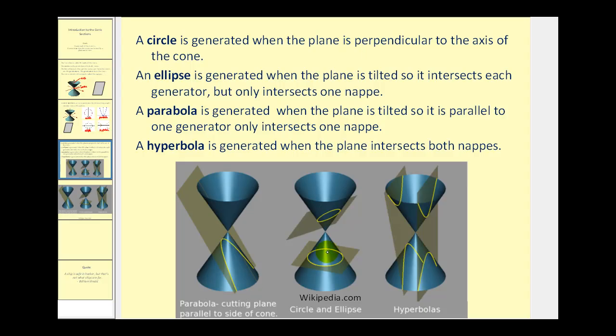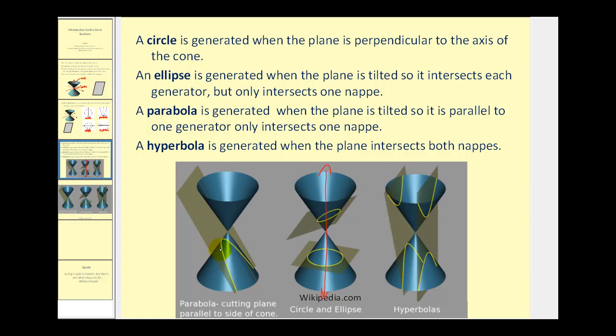The circle, as we see here, is generated when the plane is perpendicular to the axis of the cone. Remember, the axis would be this fixed line as we see here. So if the plane is perpendicular to this line, we have a circle. The ellipse, as we see here above the circle, is generated when the plane is tilted, so it intersects each generator, but only intersects one of the napes.